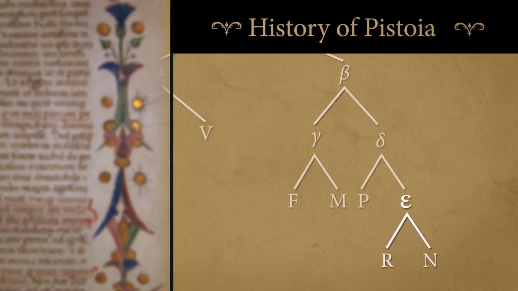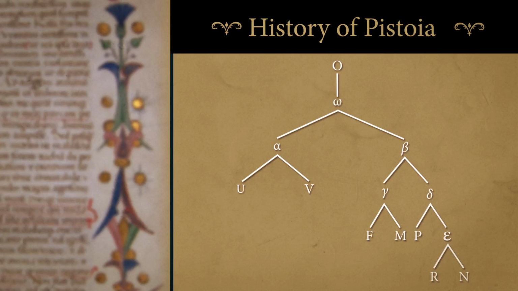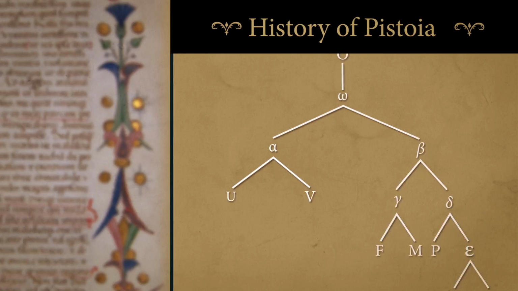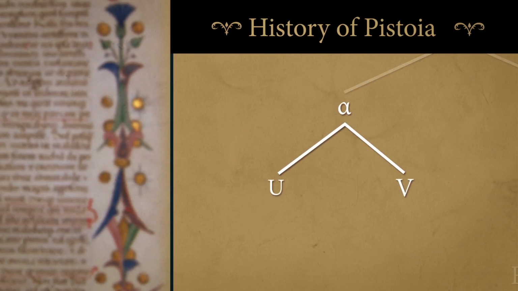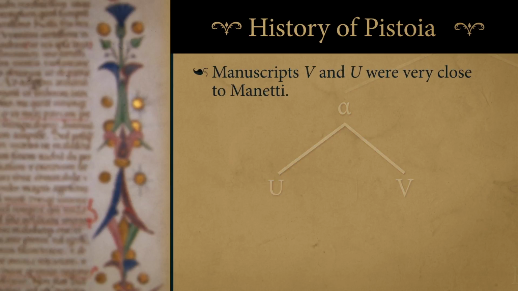The same phenomenon occurs in other sections of this same family tree, as I said before. Branch alpha of the Stemma Codicum too is not immune from cases that could be regarded as authorial variants. Let me offer one more example before making some conclusive remarks on this matter. Manuscripts V and U, both descending from alpha, were very close to Manetti.